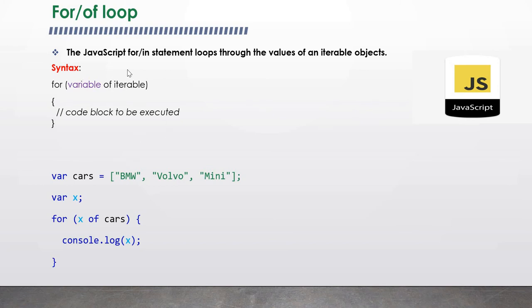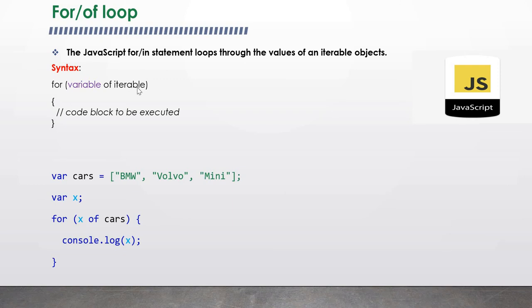Now what is the syntax? The syntax is the for keyword, then there will be a variable, whatever variable you declare, then of is the keyword. Also it's a keyword, and then the iterable. Iterable means whatever your data structure is, it could be your array, it could be your string or maps, whatever it is, it should be over here. Like in the for in loop we have to use the object name.